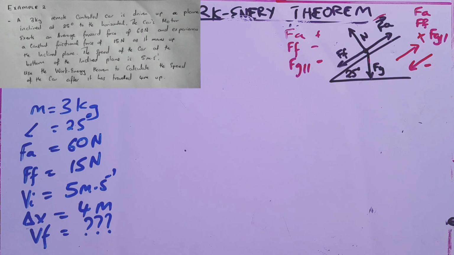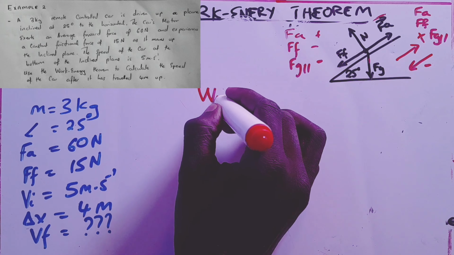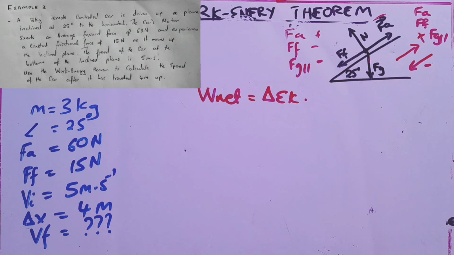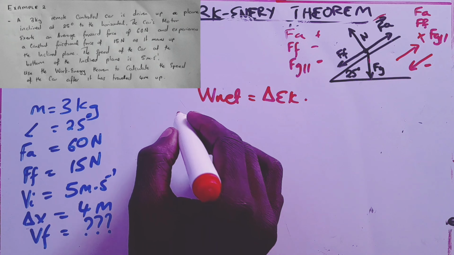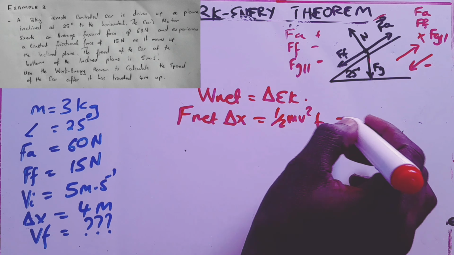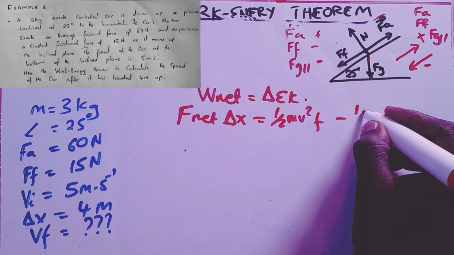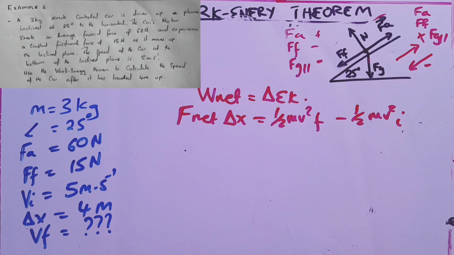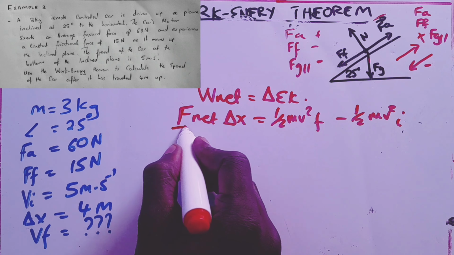So now let's try to find what we are told. So whenever they tell you to use the work energy theorem, you just start by saying work net is equal to change in EK, right? So on our work net, what are we having? So this work net is equal to F net, like that. So this will be equal to half mv squared final minus half mv squared initial, just like that. And then from there now we can try to expand this.